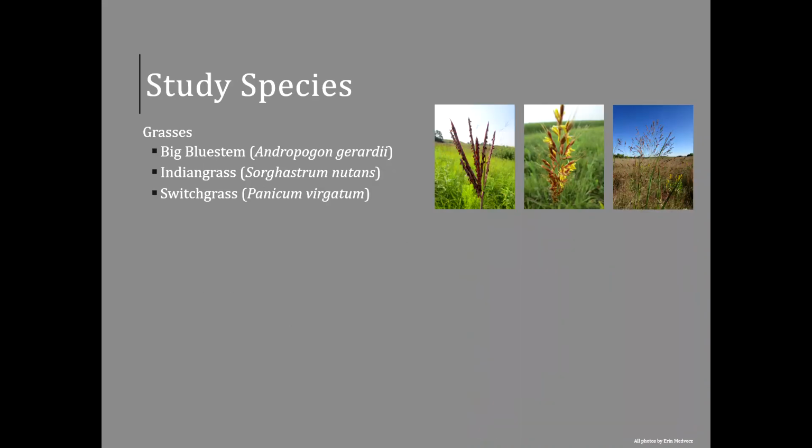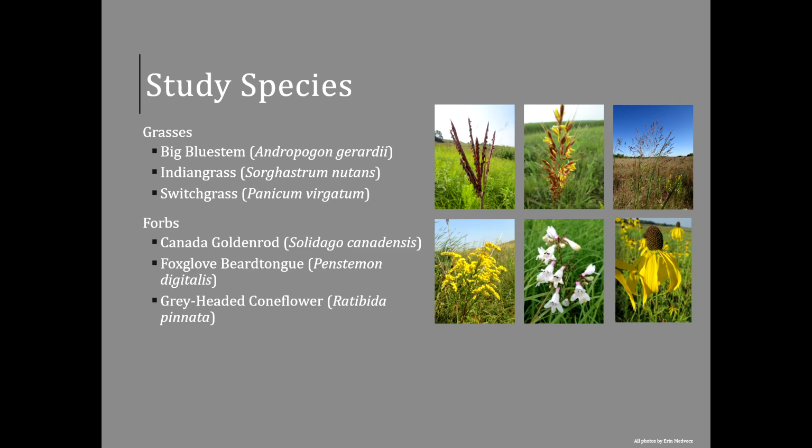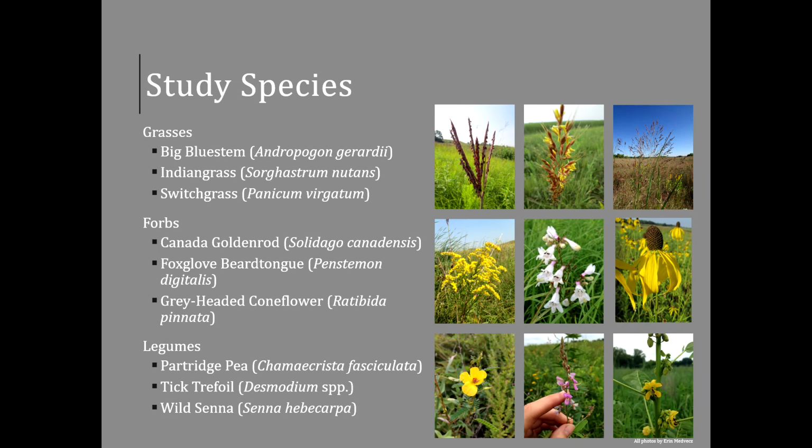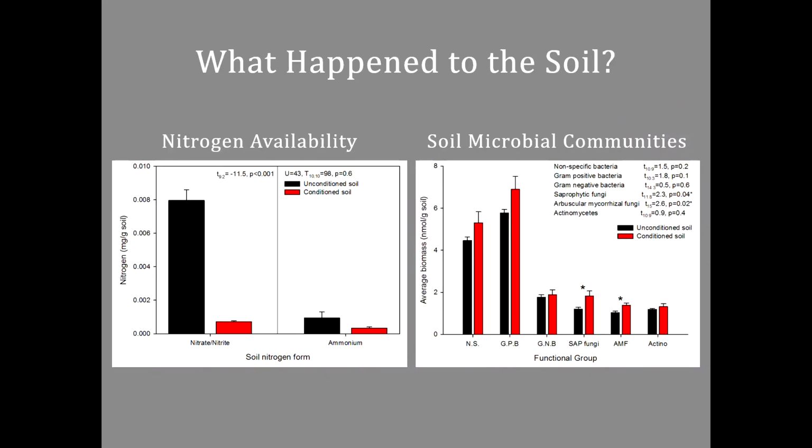And then the study species that I chose to monitor and look at the effects of that Sericea below and above ground. 3 grasses, big bluestem, Indian grass, and switchgrass. My forbs were Canada goldenrod, foxglove, beard tongue, and gray-headed coneflower. And then my legumes were partridge pea, tick trefoil, and wild senna. And I chose these plants because they are representative of our southern Illinois grasslands and based on seed availability as well.